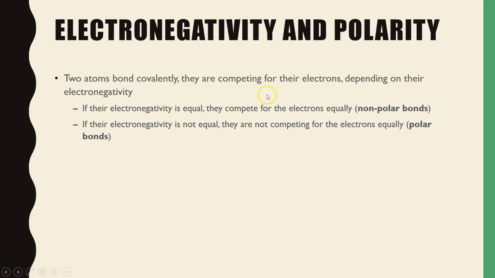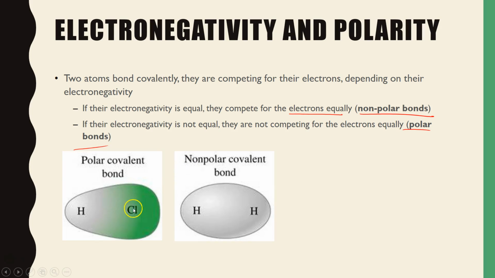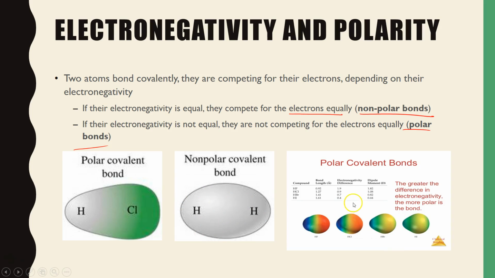So when two atoms bond covalently, as I've already mentioned, if they're shared equally, it's a non-polar bond. If they're shared unequally, it's a polar bond. And that's shown again here. Unequal sharing of electrons is polar covalent, equal sharing of electrons is non-polar covalent. This table just shows the electronegativity difference between atoms, and you can see that the greater the electronegativity difference, the more polar the bond will be.